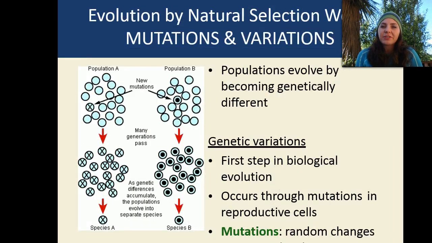So evolution by natural selection works by mutations and variations. Now I do want you to remember that most of the time mutations aren't a good thing, but sometimes mutations can be good. So populations evolve by becoming genetically different. Here we have two populations of the same species, population A and population B. Now we have two mutations that occur, one in A where we get this little X mutation, and one in B where we get this black dot.